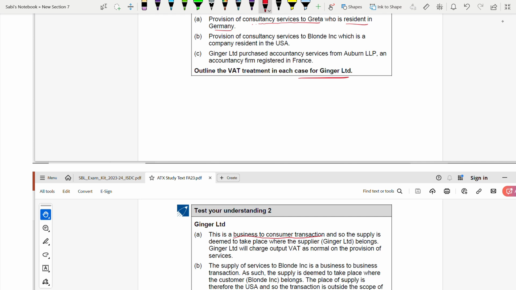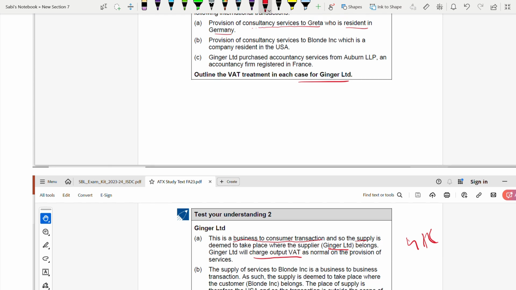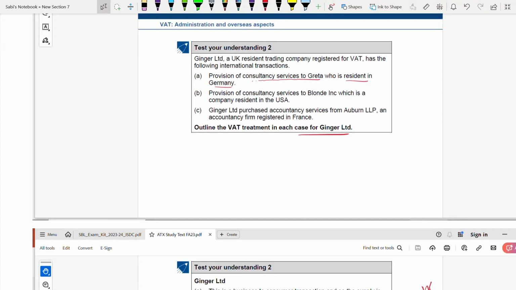So the place of supply will be the supplier's place, Ginger Limited. That means the place of supply will be the supplier because it's business to non-business customer. So the supply is deemed to take place where the supplier Ginger belongs. Ginger, being in the UK, will charge output VAT on the provision of services. So A is normal. B, provision of consulting services to a company resident in the US.